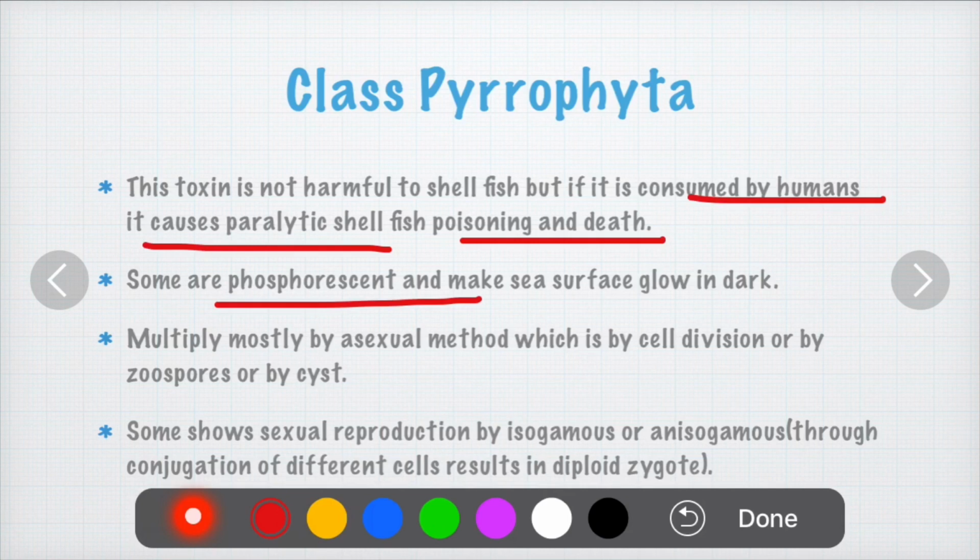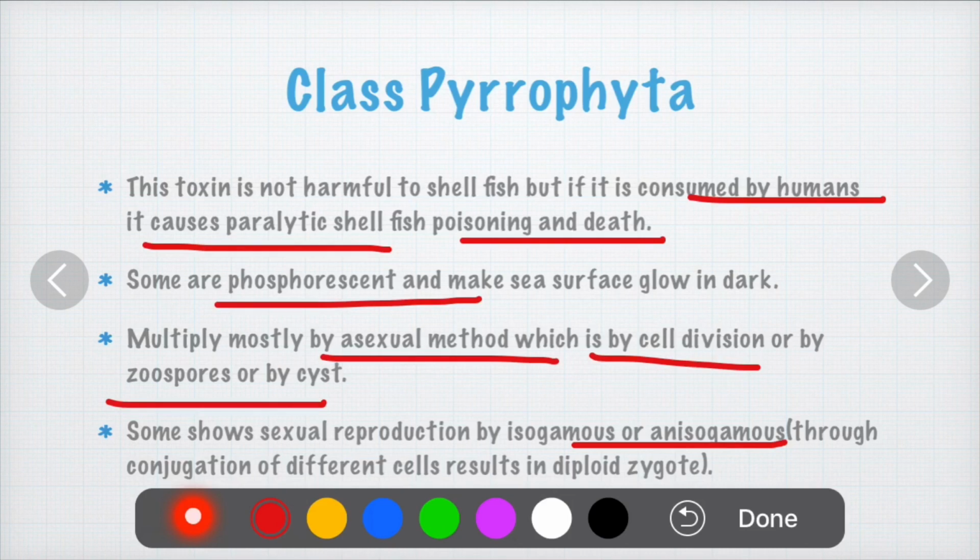They reproduce by the asexual method, that is by cell division or by the formation of zoospores and by cyst. I already told you about cysts and zoospores in the previous videos. Some show sexual reproduction by isogamous and anisogamous fusion, that is through conjugation. There is a fusion of two haploid cells or two haploid gametes, resulting in the formation of a diploid cell, called the zygote. That happens through conjugation, where two different strains are fused together to form a different strain. This is all about the sexual reproduction of the Pyrrophyta.